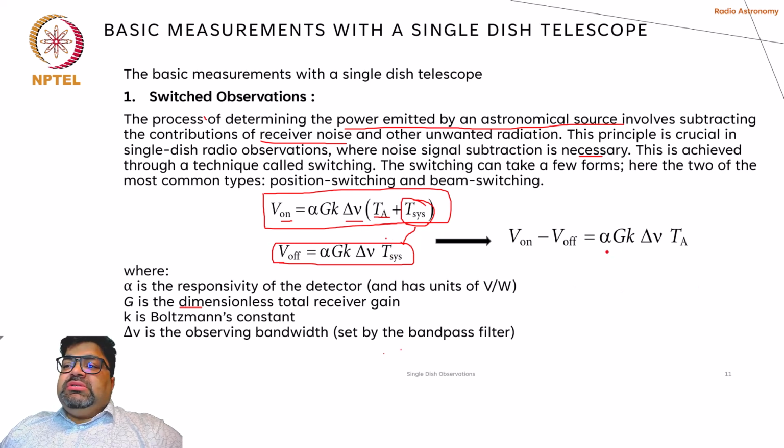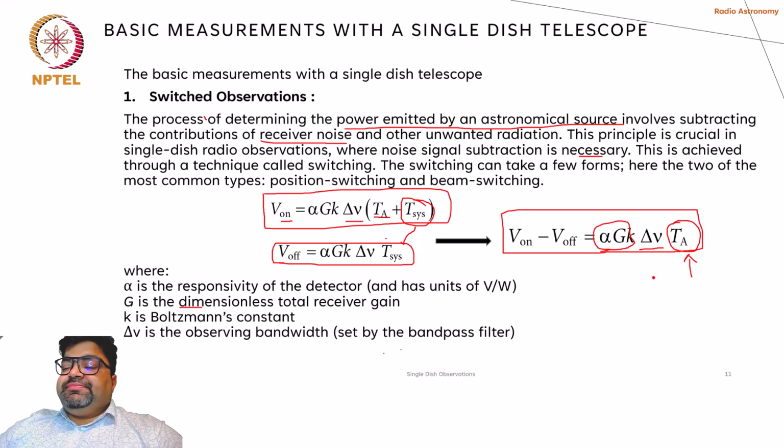There are many unknowns, but I think we have some handle on the other unknowns, alpha times G, where alpha is the responsivity of the detector and G is the dimensionless total receiver gain. k is the Boltzmann constant. Delta nu is the bandwidth, which is given. So if you know the V_on and V_off voltage, you can determine the T_A from there. Okay, that's a basic measurement of a single dish observation.